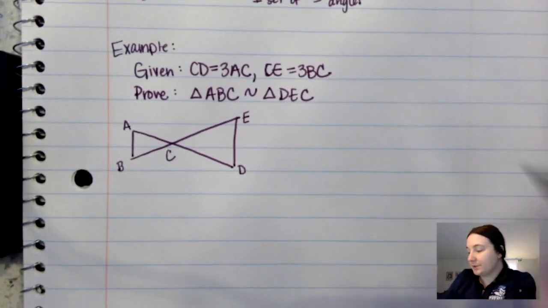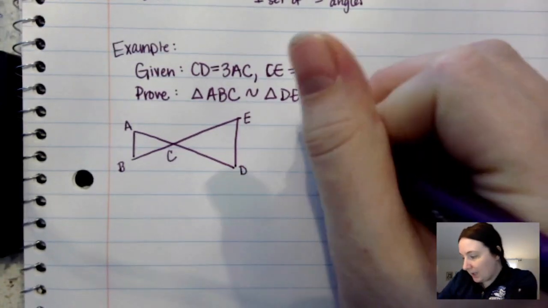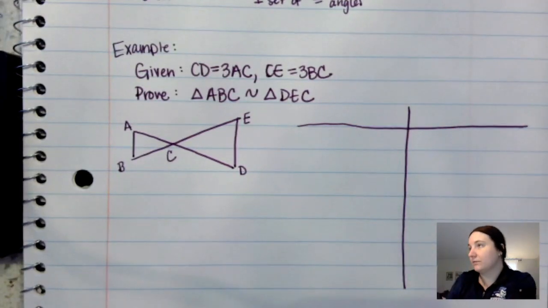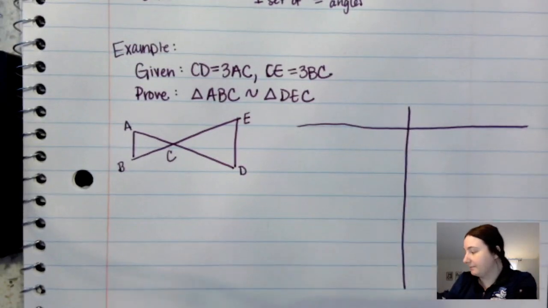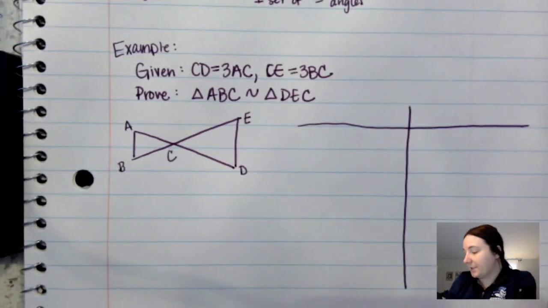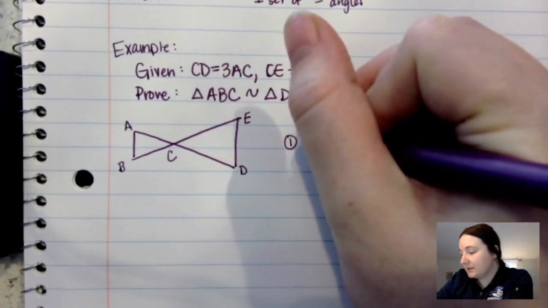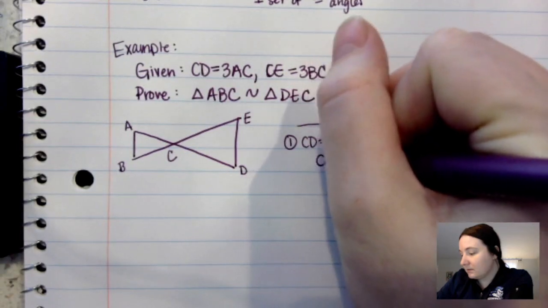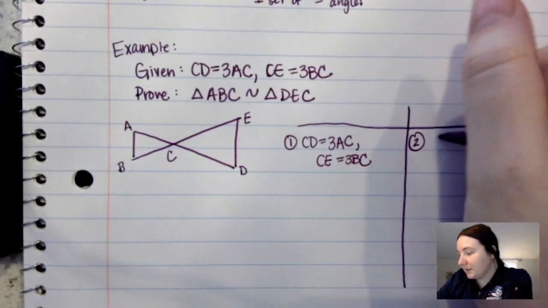So we're going to be doing some 2-column proofs for these. So I'm just going to make my 2 columns. And then we're going to have our statements and then our reasons on the right-hand side. And I'm going to number each of them so it's pretty easy to see. And remember, we always start with our givens. So I'm just going to rewrite the givens. And our reason is that they are given.